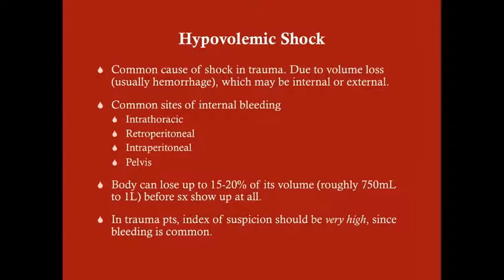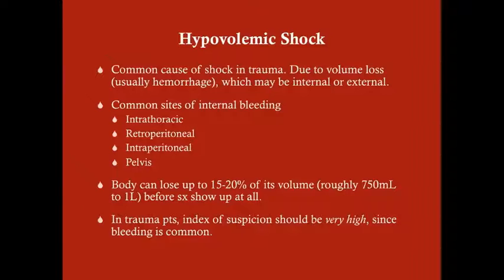So let's first talk about hypovolemic shock. This is a common cause of shock in trauma. When we think about trauma, we think about bleeding. And bleeding happens a lot, and it can be internal or external. So we really need to remember internal, because external can be really obvious. We see the patient bleeding, then we apply pressure there, we can stop the bleeding. But when it's internal bleeding, we usually can't manage that without surgery.